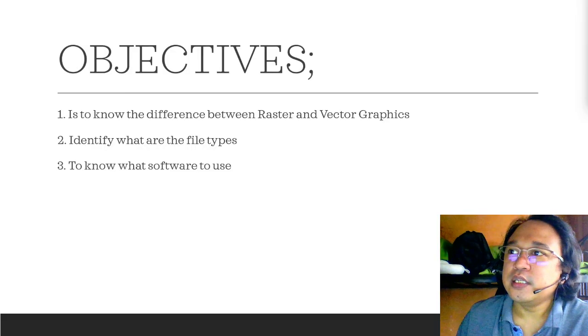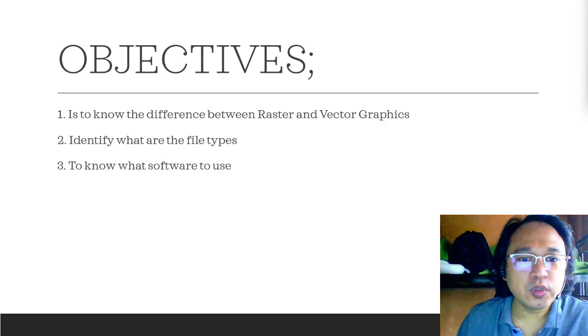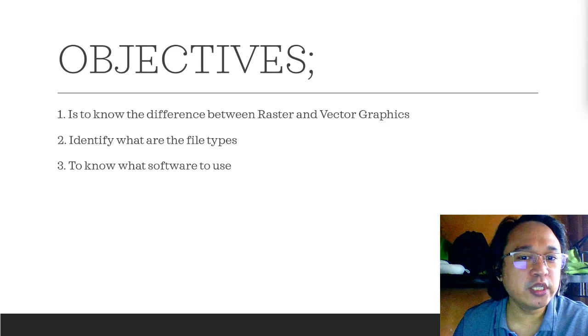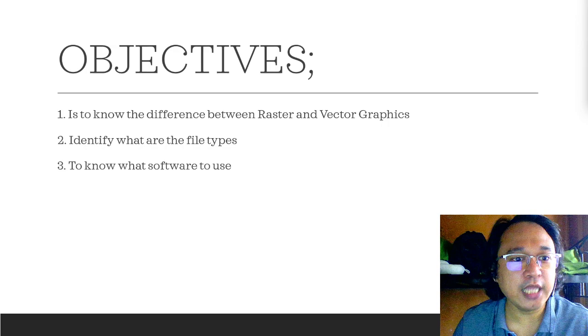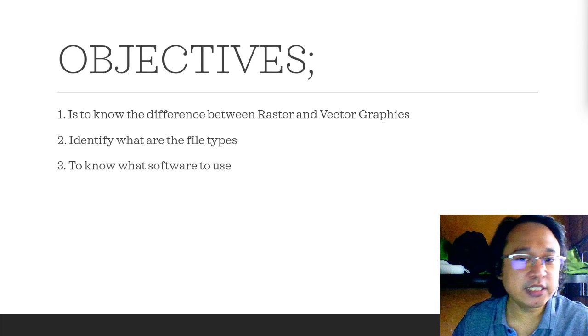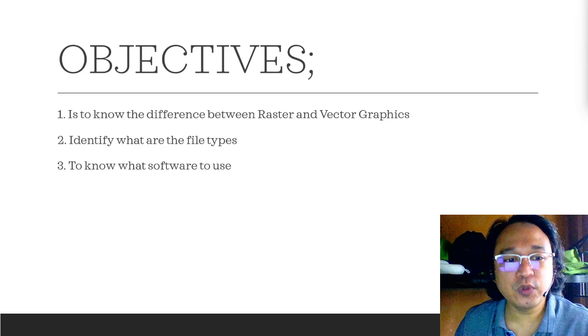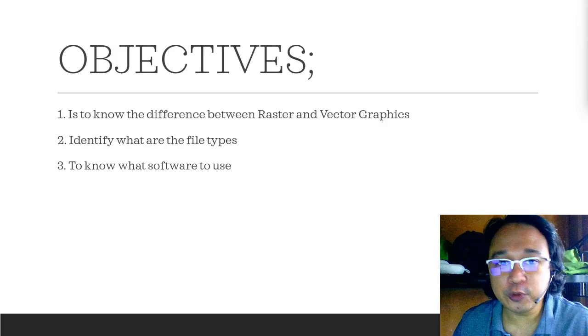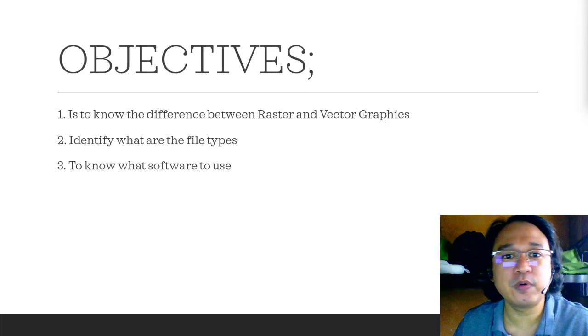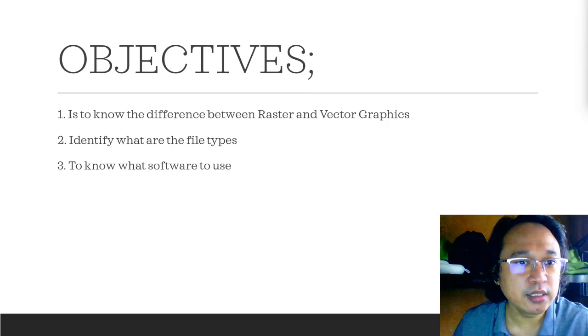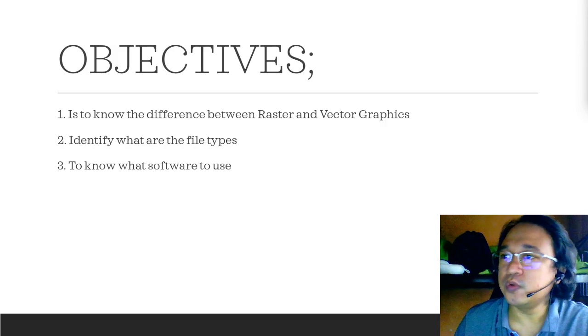Okay, so in this topic, we're going to have our objectives. First, we have to know the difference between raster graphics and vector graphics. Second, we have to identify what are the file types for these kinds of graphics. Third, we have to know what kind of software we are going to use in this specific graphic designing. Any questions before we continue?